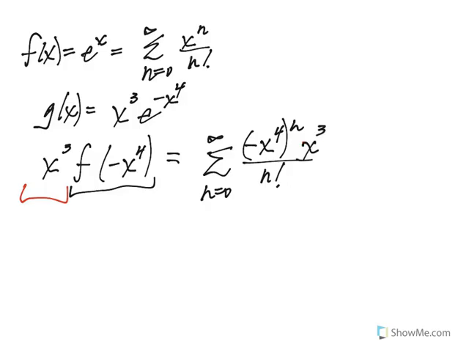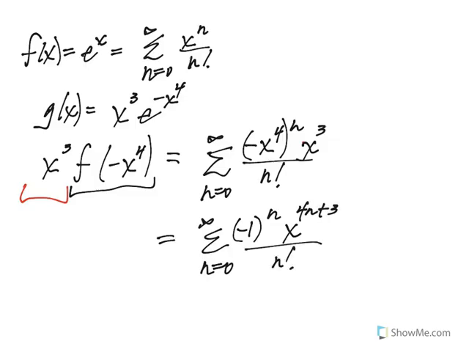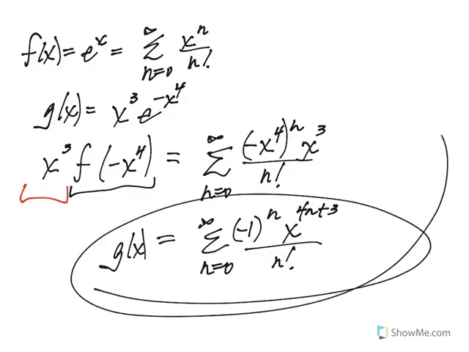So I'm just going to clean this up and separate off the alternating part. This is the sum from n equals 0 of negative 1 to the nth, x to the 4n plus 3 all over n factorial. And that then is my power series in summation notation for g of x, which was what was asked for originally.